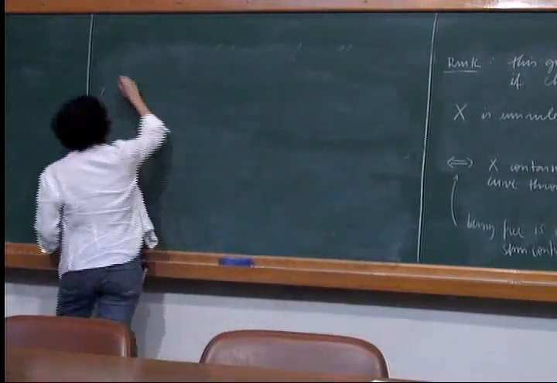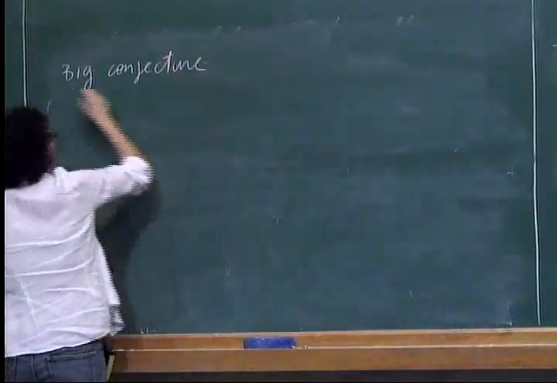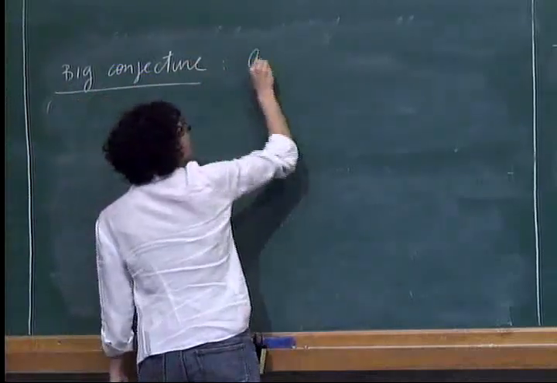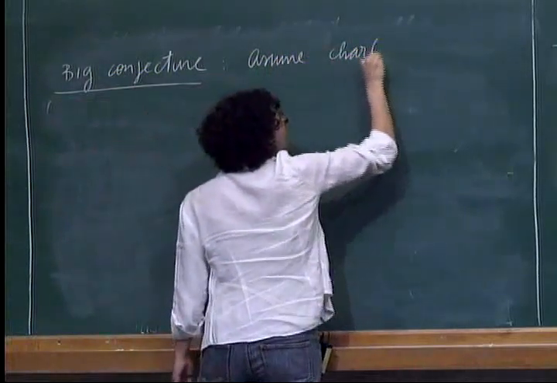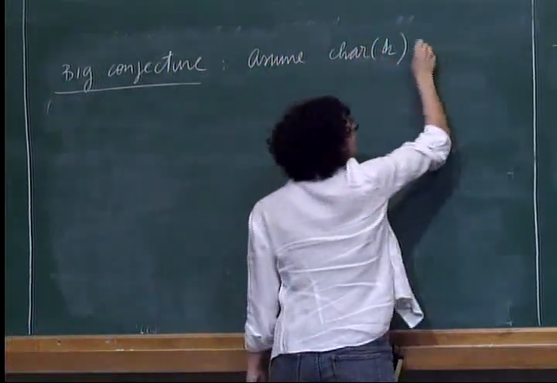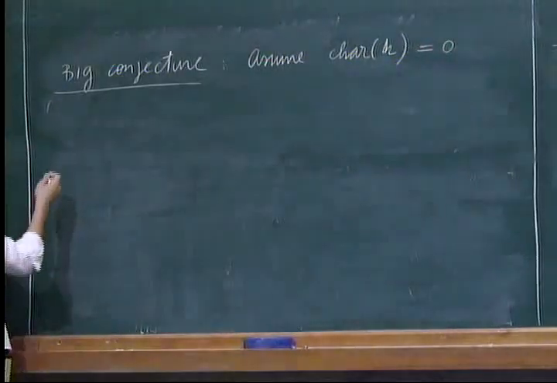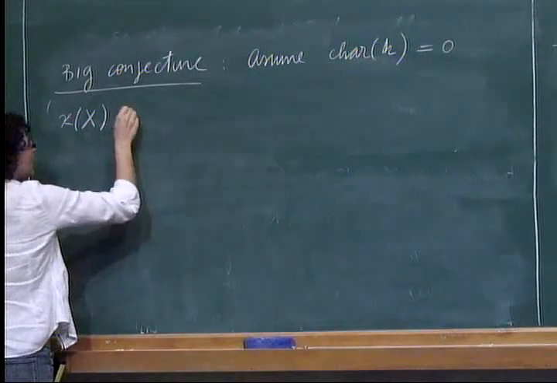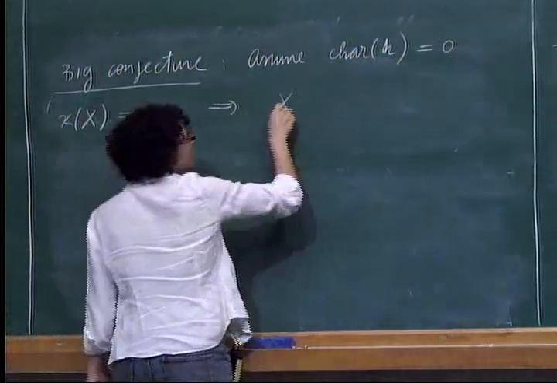So, big conjecture. Again, we assume the characteristic of the base field is 0, and then conjecturally, Kollár dimension of X being negative implies that X is uniruled.